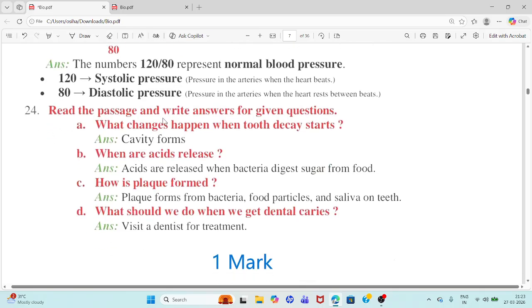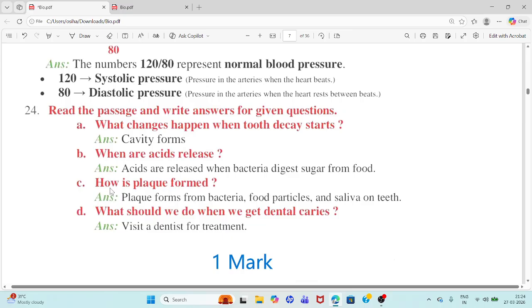24th question. Read the following passage and write answers for the given questions. The paragraph is missing, but you can see the answers directly. What changes happen when tooth decay starts? A cavity forms. When are acids released? Acids are released when bacteria digest sugar from food.